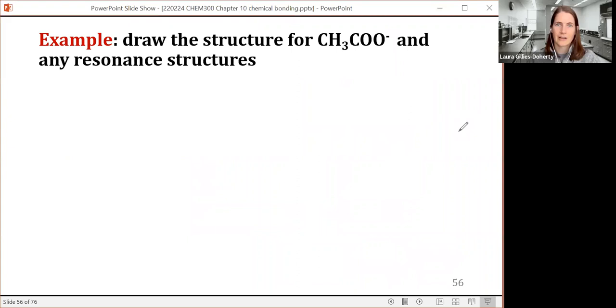Okay, let's do another one. Let's draw the structure for acetate, CH3COO-, and any resonance structures. So this is another ion, so we're going to have to account for the charge when we draw the structures.